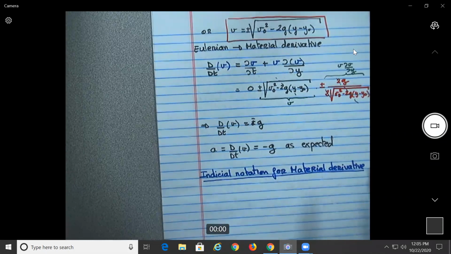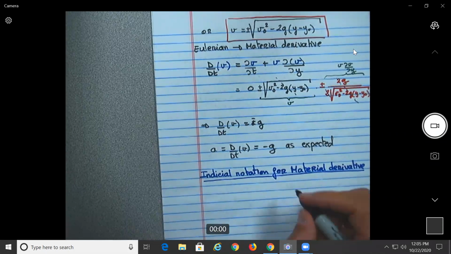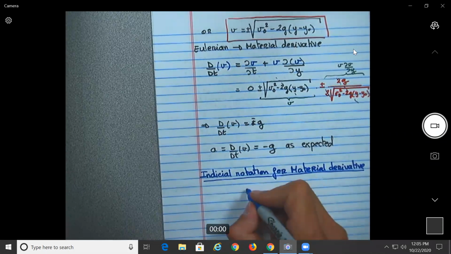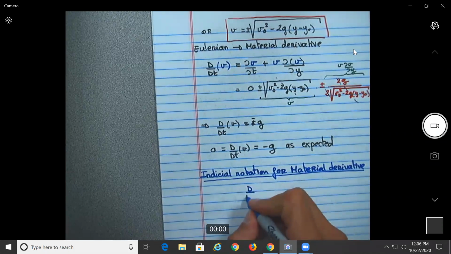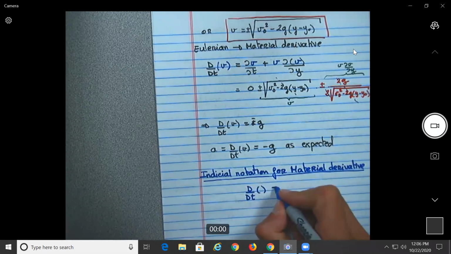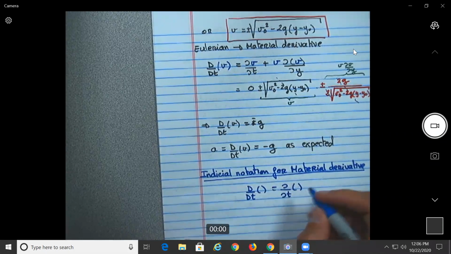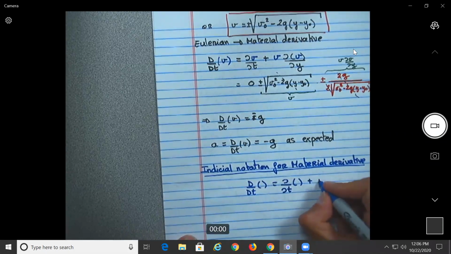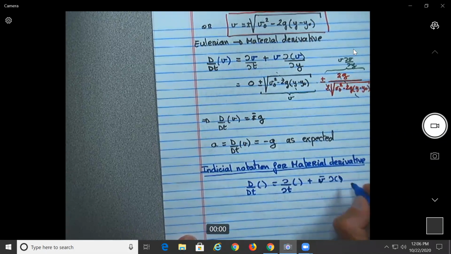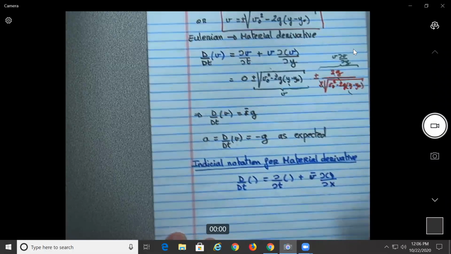Okay, so we know the equation is d/dt of whatever quantity will be the partial of the quantity with respect to t plus the velocity times the partial of the quantity with respect to whatever dimensions it is moving.